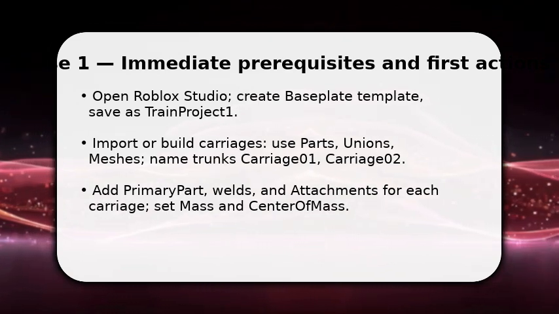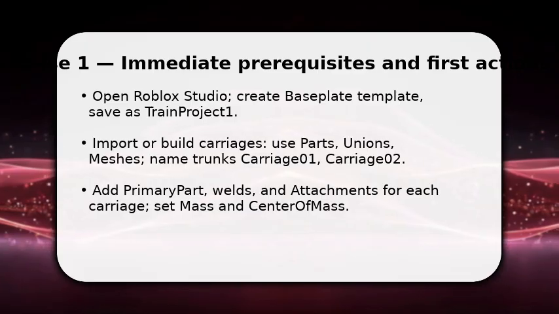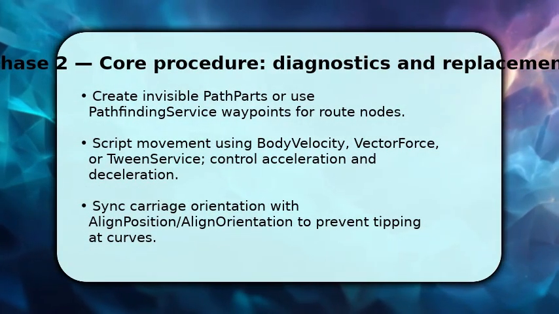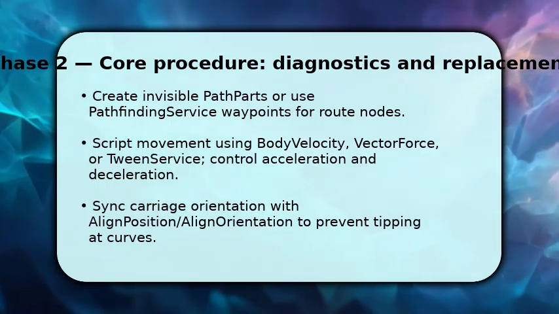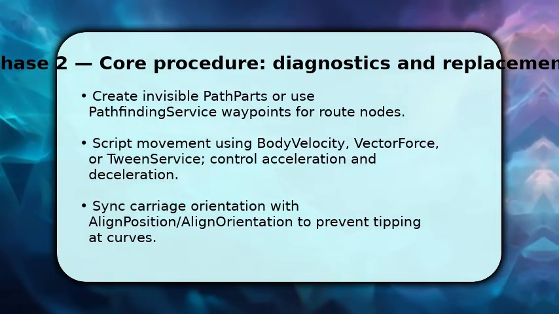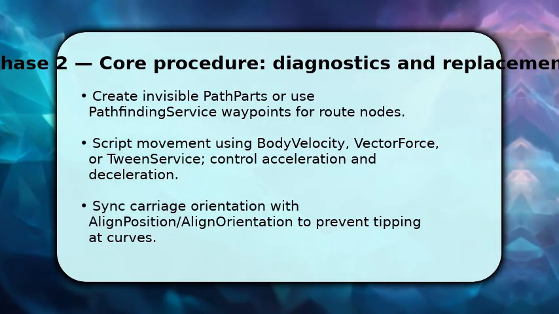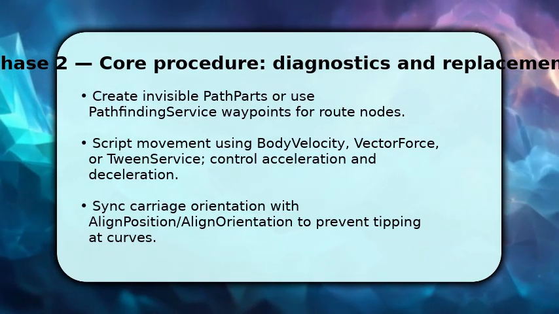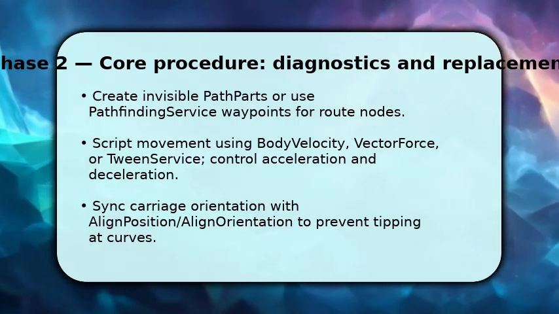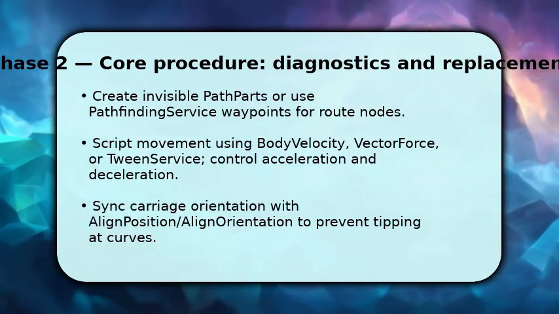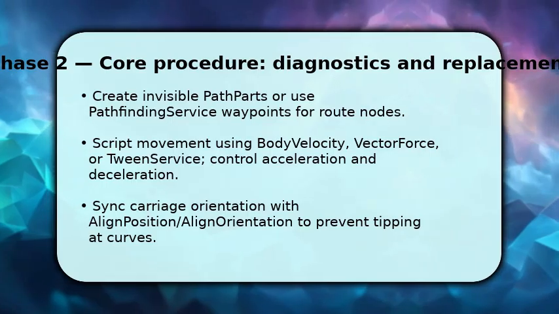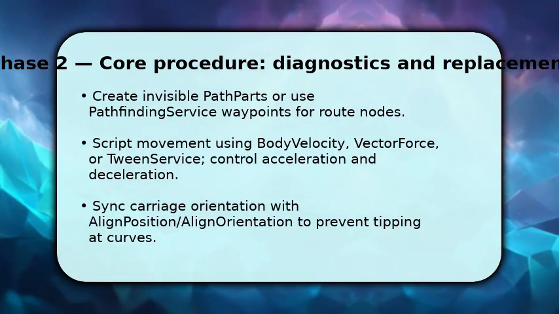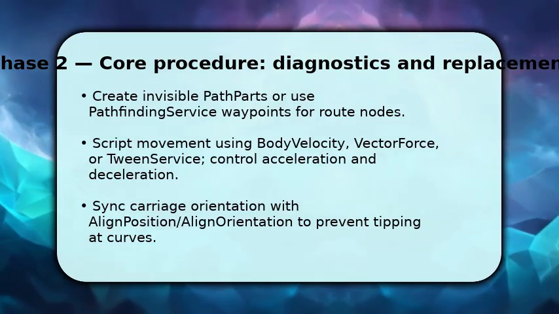You now implement the train's movement system. Place path parts or waypoints along the track and index them in an array. Then write a server script that lerps the train route between nodes, using body velocity or vector force for realistic acceleration or tween service for precise timing. Once a target node is reached, update velocity and rotate toward the next node. To keep carriages stable, attach a line position and a line orientation constraints to each carriage attachment.